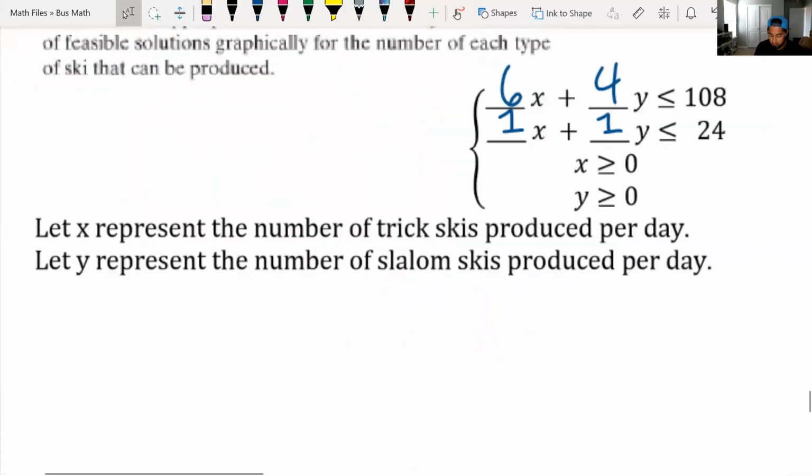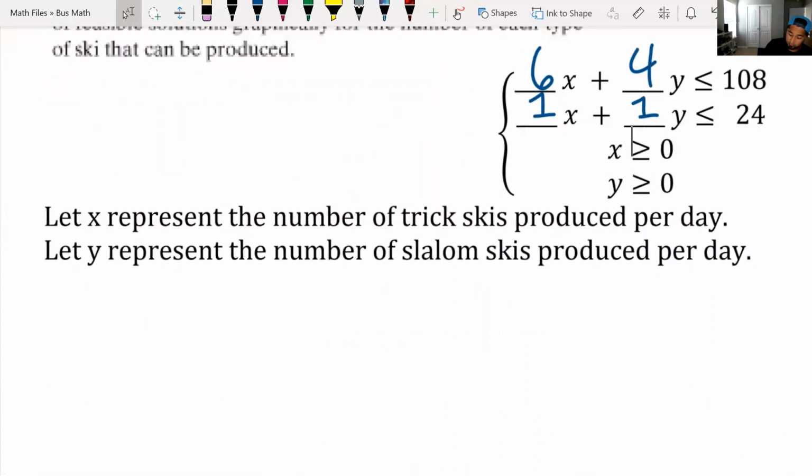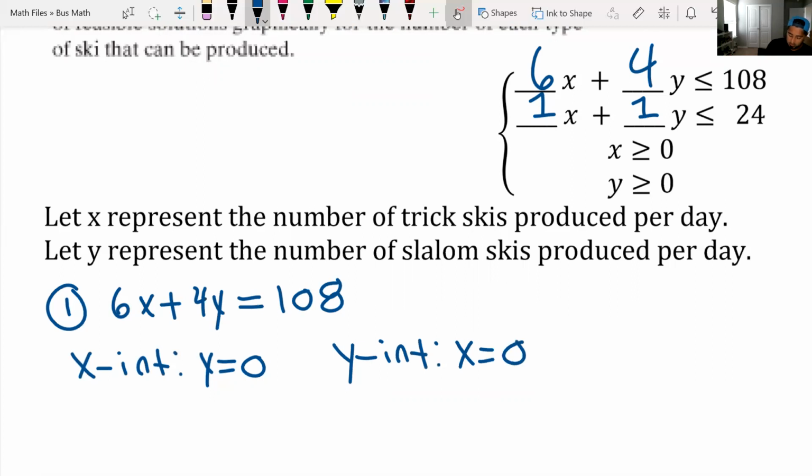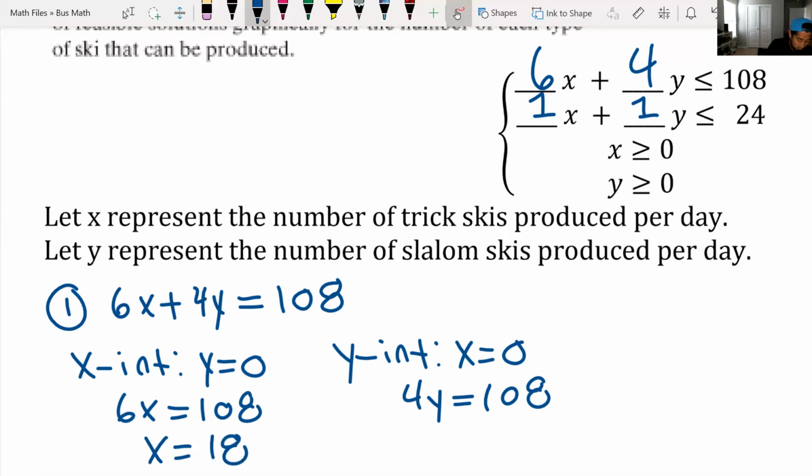All right. And again, we treat these the same way as we did them all. So maybe we can speed through this, right? So the first one is going to be 6x plus 4y equals 108. Find your x-intercept. Find your y-intercept. Here, 6x equals 108. Here, 4y equals 108. 108 divided by 6, I get 18. 108 divided by 4, I get 27.